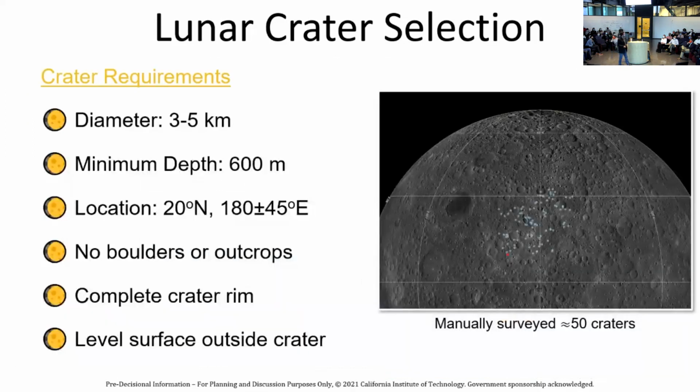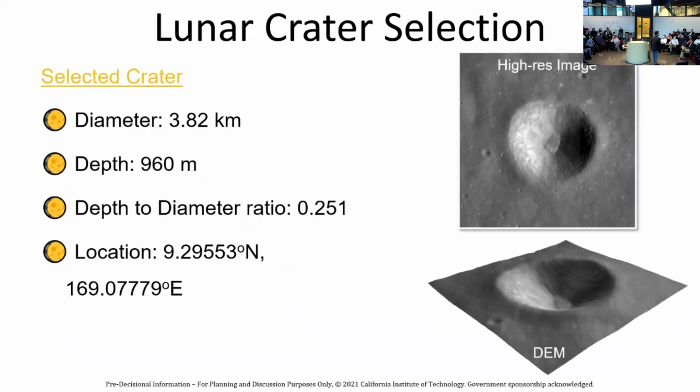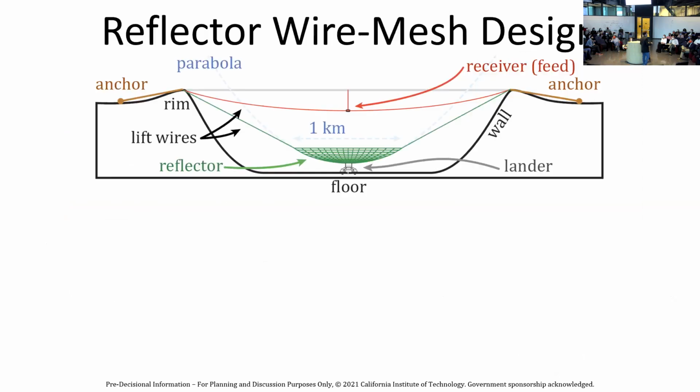Here are our selected craters on the right. We looked at 50 craters in extreme depth, and finally we selected this crater. These are all in published papers, so I'm just going through them quite quickly. You can see it's a 3.8 kilometer crater, and it's 960 meters in depth. And the distance from the mesh to the receiver at the top is like 600 meters. So all of it can nicely sit in the 960 meters, which is great, so that takes care of the second problem.